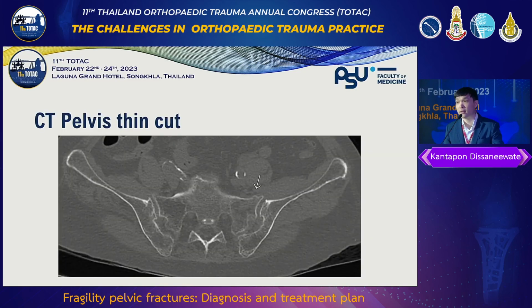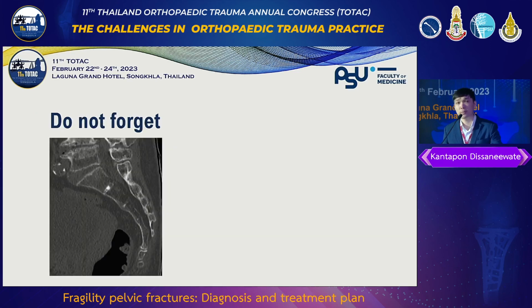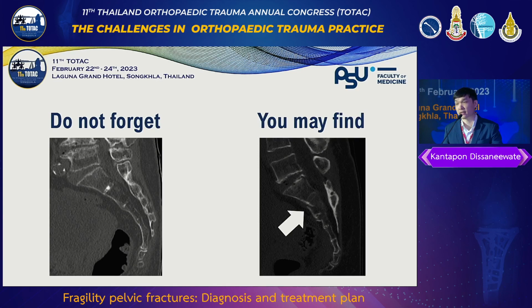So usually in this case you would need to do a CT of the pelvis, thin cut, usually less than 2 millimeter per cut. And you can see from the slide that this patient has an impact fracture of the sacral ala on the left-hand side. And also when you perform the CT scan of the pelvis, do not forget the sagittal cut of the sacral body, because you may find something like this, which indicates a transverse fracture of the sacral body.